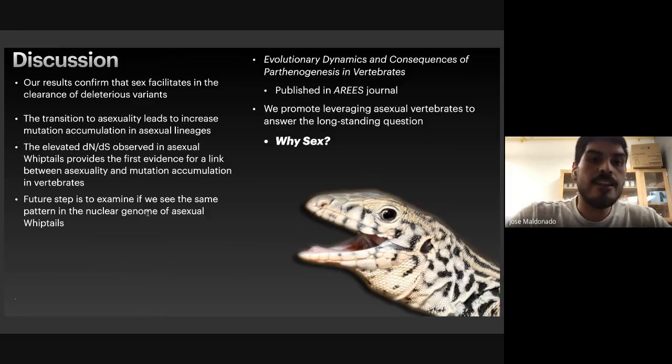So what is our data telling us? It's telling us that sex has to be playing a role in removing harmful mutations, that when you transition to asexuality, it's followed by mutation accumulation. And here we're the first to observe an elevated dN/dS within the asexual whiptail cells, providing the first link that transition to asexuality in vertebrates will also lead to mutation accumulation. And a future goal of our lab is to see if we see a similar pattern within the nuclear genome of the asexual whiptails.